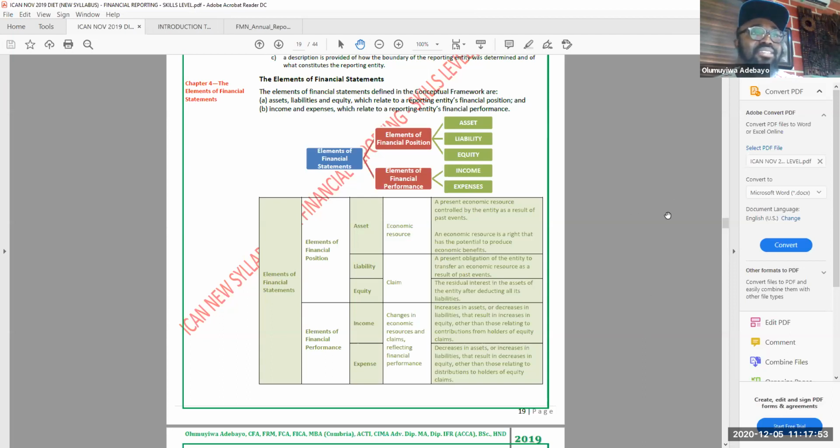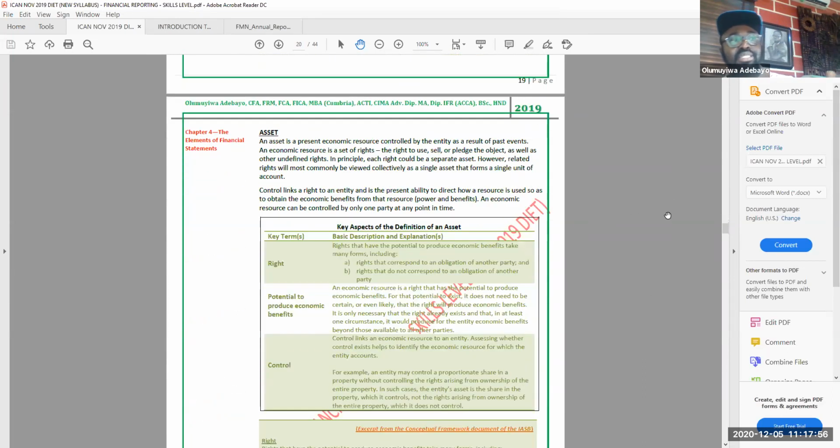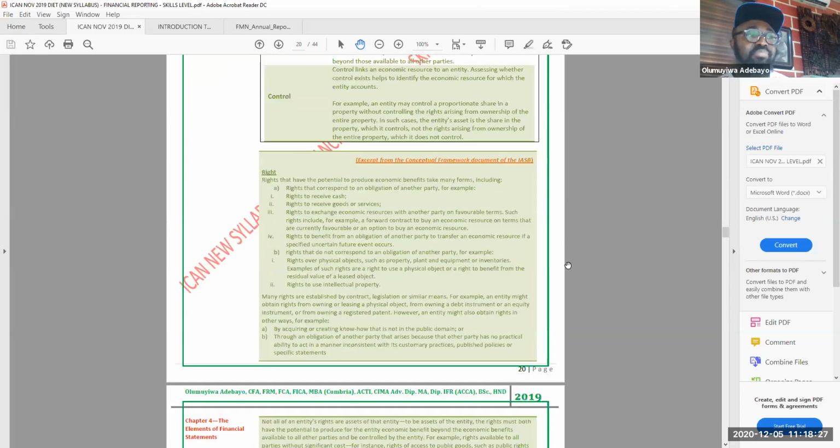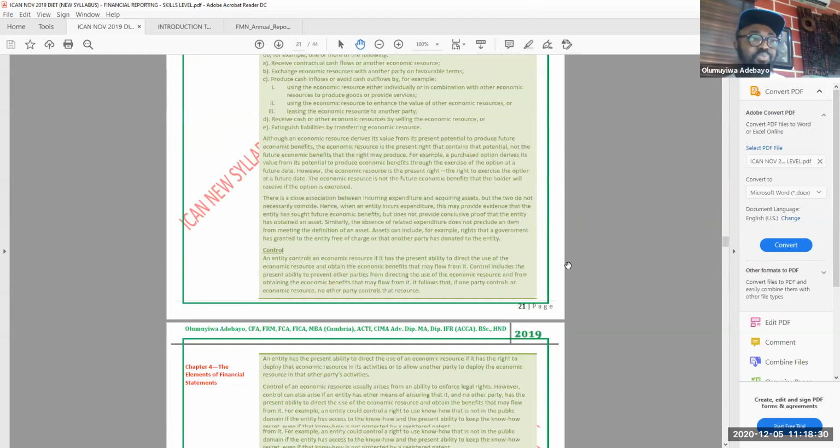Okay, now that is that on the element, but you can read further on it. As I said earlier, 3 attributes are key in identifying what an asset is or what qualifies an asset. 1, you must consider the right you have to the economic resources. 2, you must consider that those economic resources have potential of generating economic benefit to the business. And 3, you must have control, and your control is gained because of your past events. Okay, and you can read more about right, control, and potential, which I've broken down in my material.